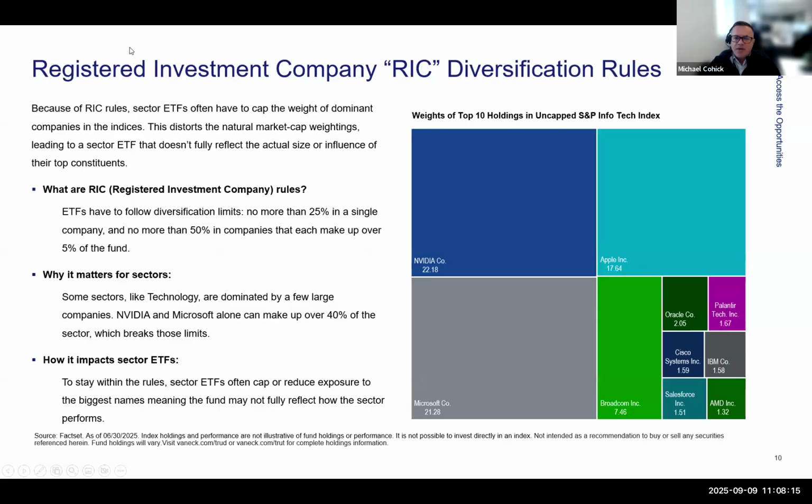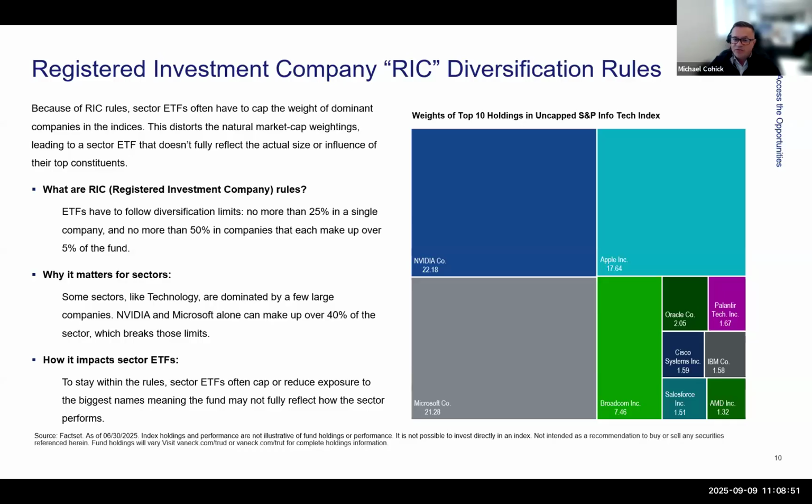So let's unpack why this happens. Registered investment company rules impose diversification limits. So what are those? No more than 25% weight can be in any one single company, and no more than 50% across companies that represent a 5% weight in a portfolio or in a benchmark. So a lot of existing ETFs are tracking these capped indexes that have RIC diversification rules built into them.